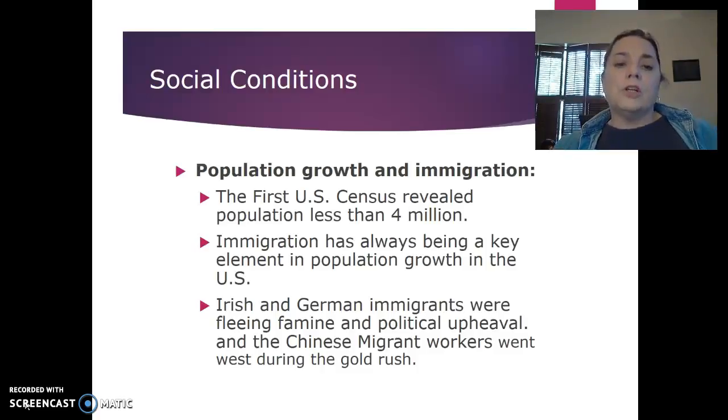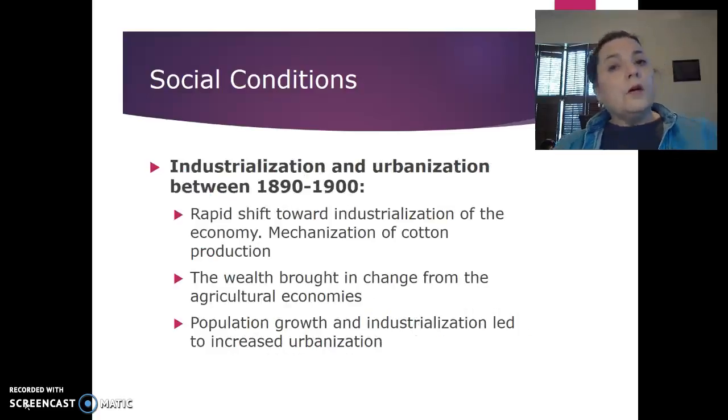There was a time when the Irish and German immigrants were fleeing famine and political upheaval. There was a time when Chinese migrant workers went west during the gold rush, and I'm sure there are lots of other examples of how immigration has affected our changing society. So it's no mistake that one of the primary areas of concern today in the United States is the issue of immigration. I know that you all have been hearing a lot about this lately, but for today, we're going to keep it in the context of historical information, and then we can know that there may be some macro solutions to what we're dealing with now in the United States.